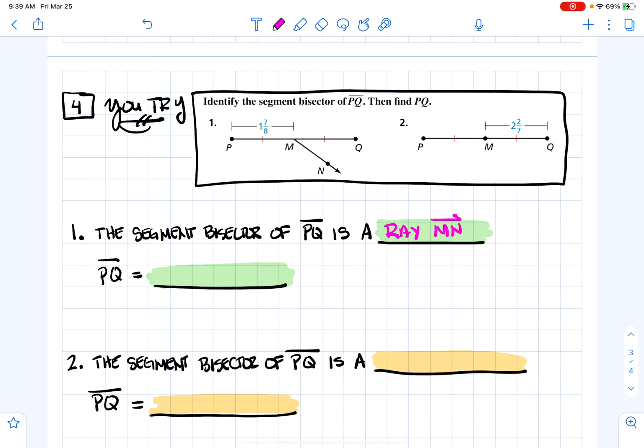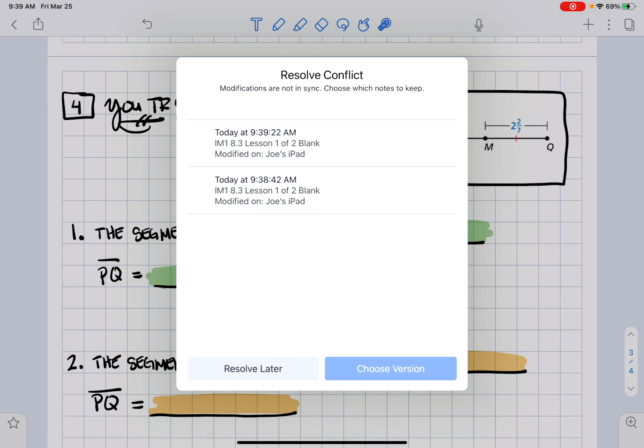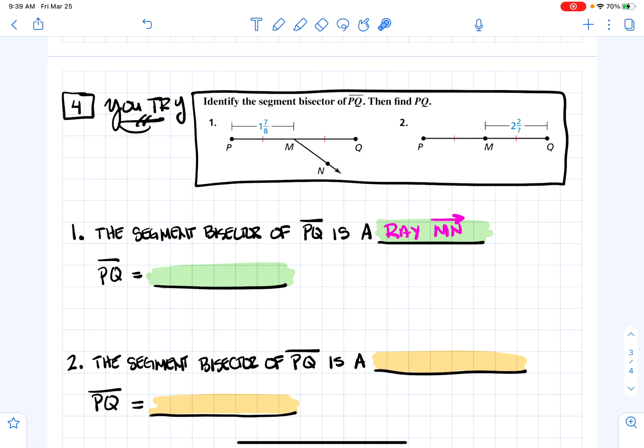MN. So hopefully you can see this, and I'll point it out to you. So here is PQ. If I go all the way, here is line segment PQ. The segment bisector, since I know that these are segment bisector markings, the segment bisector happens to be a ray MN. And so we're looking for the distance of PQ. So since this is a segment bisector, I know that this distance and this distance are going to be the same. So let's go ahead and add those up.